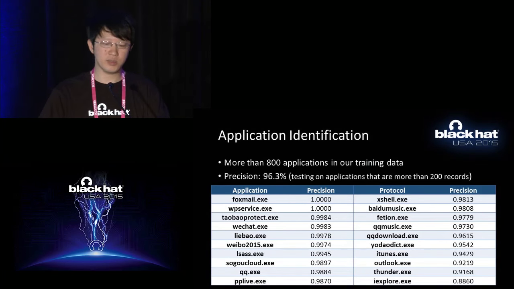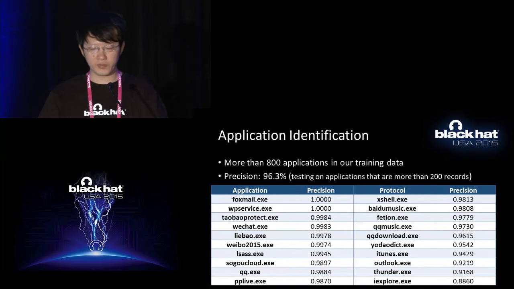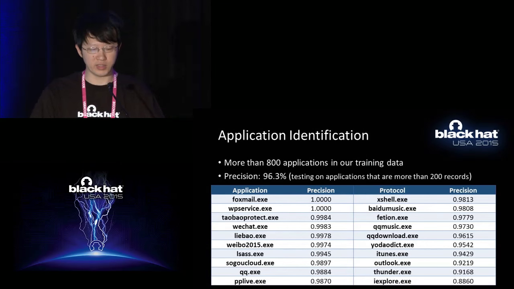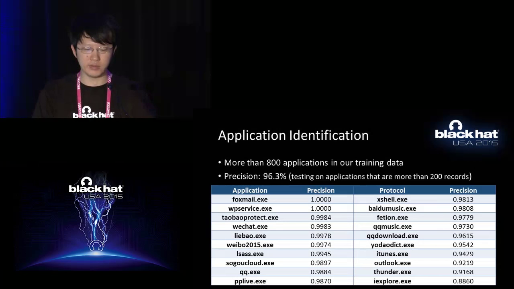Please see the table. The table lists some common applications in my country and their precisions. Maybe there are some different ones from here, but some of them are popular everywhere in the world, such as Foxmail. Foxmail's precision is 100%. And Xunlei, iTunes, Outlook, IE, and so on. Maybe IE is a little low, but most of them are over 0.9. The overall precision is 96.3%.